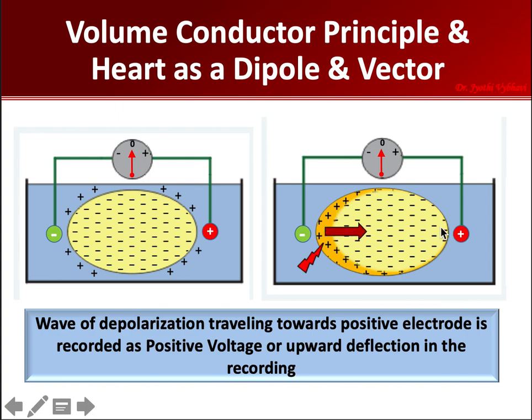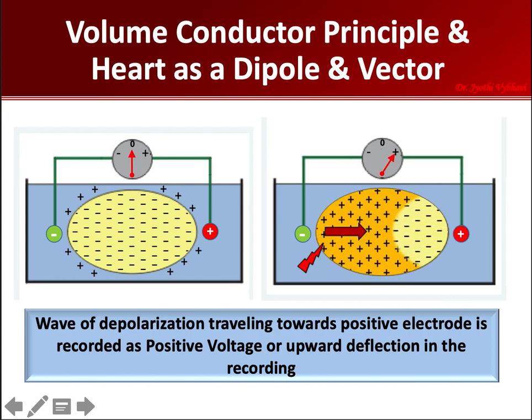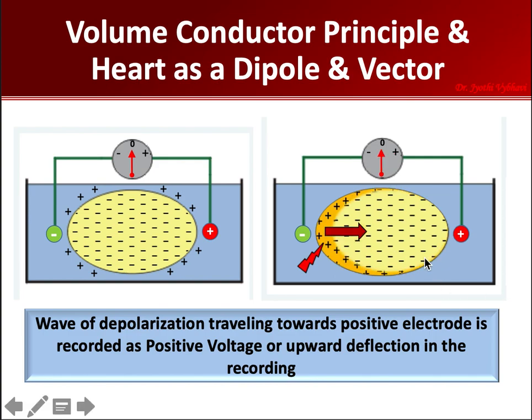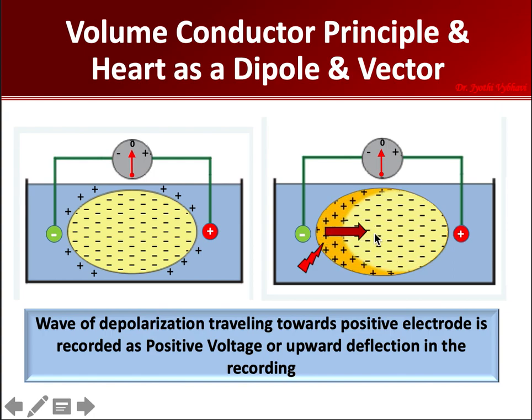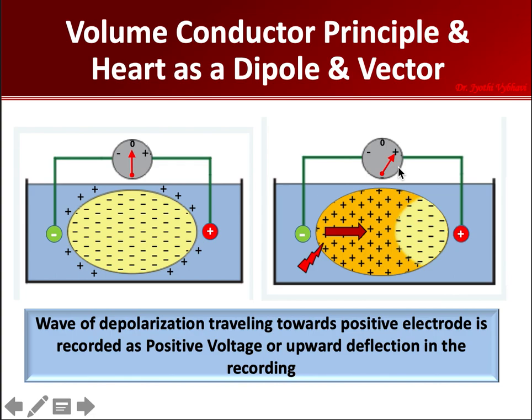You can see that. The wave of depolarization is passing through, and when it is passing through, an electromagnetic field is produced, and there is a change in this galvanometer. So you can see this again. When it is midway through this, there is a change in the positivity, you can see.